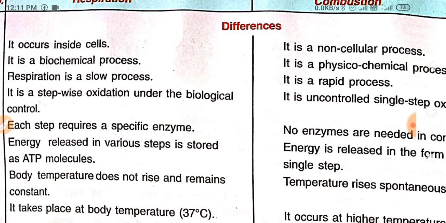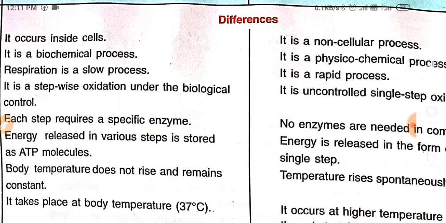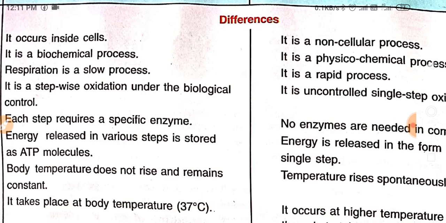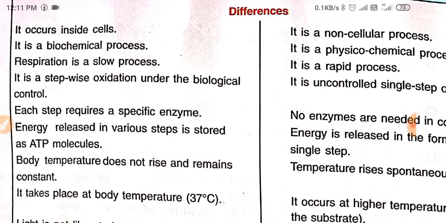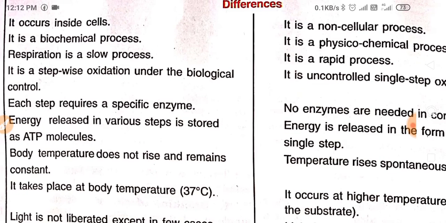It is a biochemical process, whereas combustion is a physiochemical process. Respiration is a slow process, while combustion is a rapid process. Respiration is a stepwise oxidation under biological control, and combustion is uncontrolled single step oxidation. Each step requires a specific enzyme. No enzymes are needed in combustion.